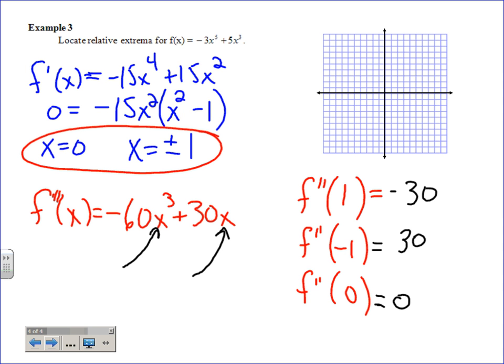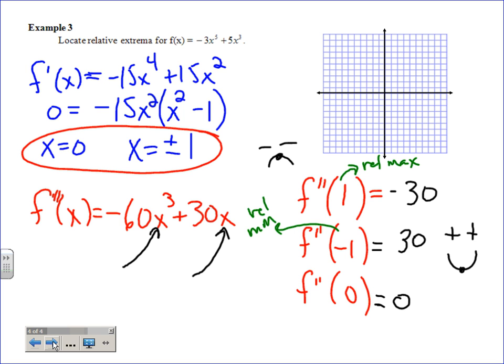Again, what we did is we put a value in and got that it's negative. Remember, negative means concave down, which would mean 1 would be sitting right there, making it a max. And it came out positive here, which means smiley face, so at negative 1 there should be a min. So you did find the extrema: at 1 a relative max, and at negative 1 a relative min.